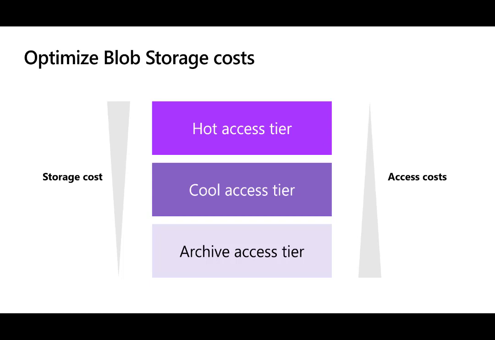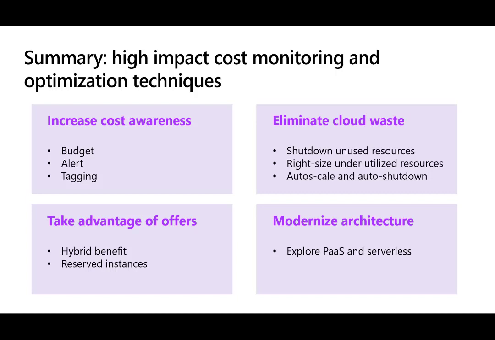But on the other hand, it is also associated with the highest data retrieval cost compared to hot and cool storage. This tier is optimized for storing data that is rarely accessed and stored for at least 180 days with flexible latency requirements. And if you need to get any data back from the archive access tier to, for example, hot tier, you actually need to wait for a couple of hours for the data to get rehydrated. So basically now we are at the end of today's session.